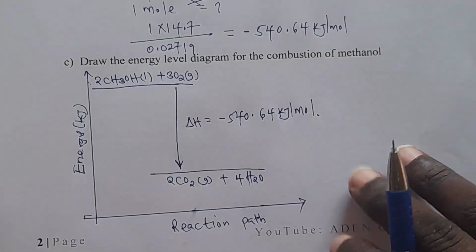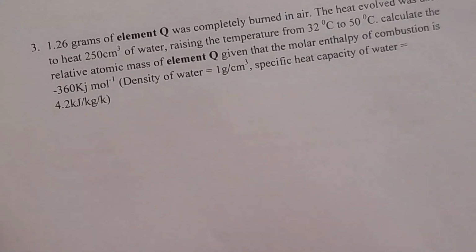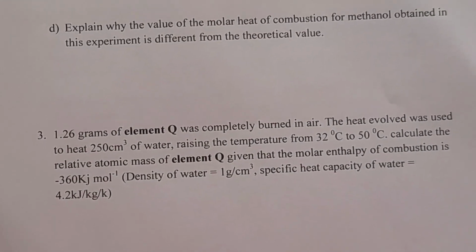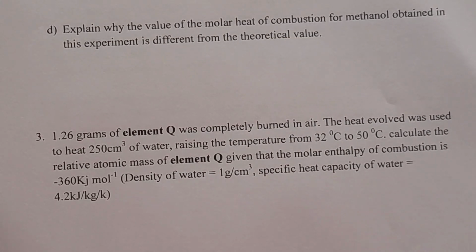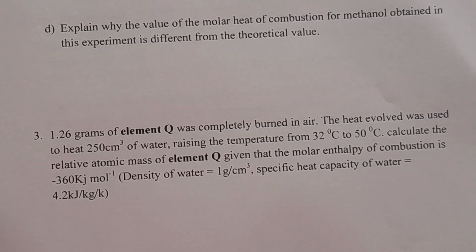So next, from here, C, we are done. Next we want to go to part D. In part D we are told to explain why the value of the molar heat of combustion obtained in this experiment is different from the theoretical value. We have done this one in molar heat of solution, and that's due to experimental errors. The answers are just one and the same.